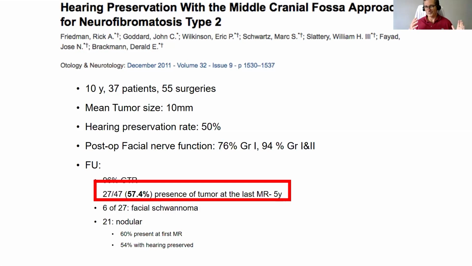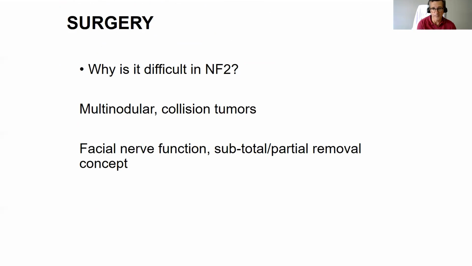So based on this paper and this experience, for me, surgery for very small schwannoma in a young patient is a difficult option and should be discussed seriously. What is difficult in surgery is the facial nerve function. It's crucial to preserve the facial nerve. Hearing is one part, but the facial nerve function is very important.